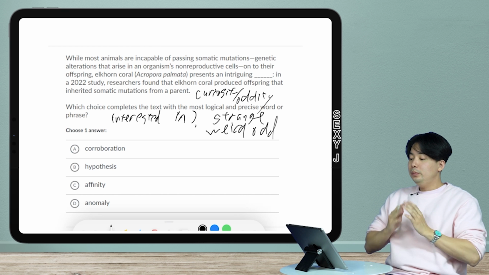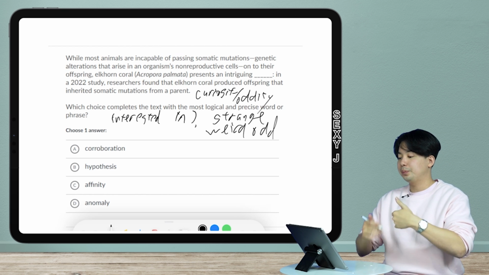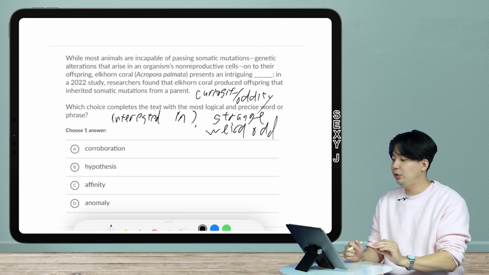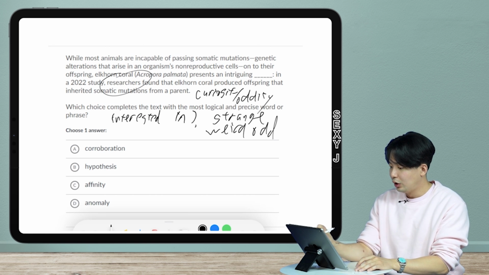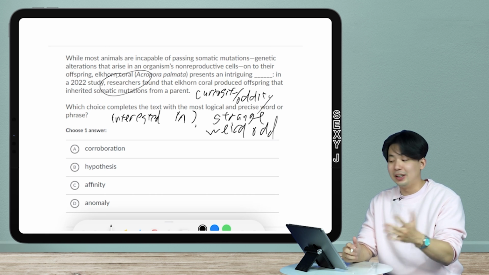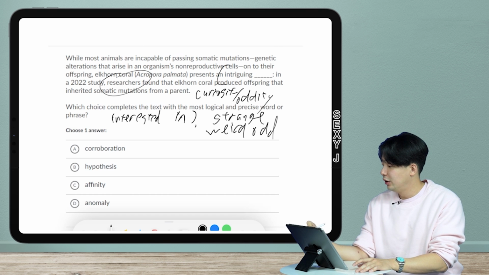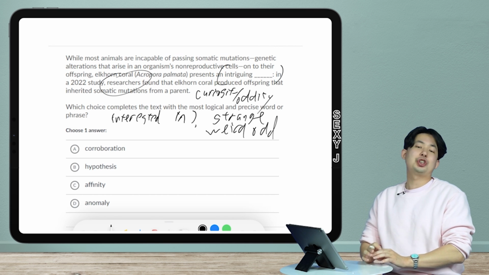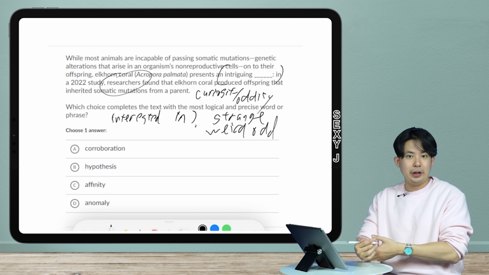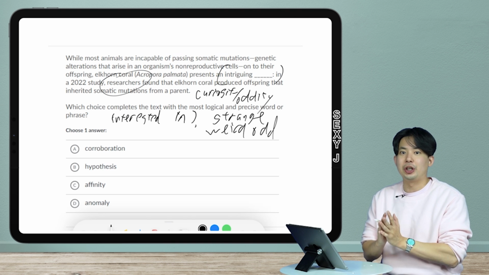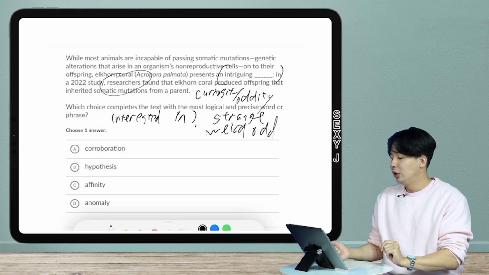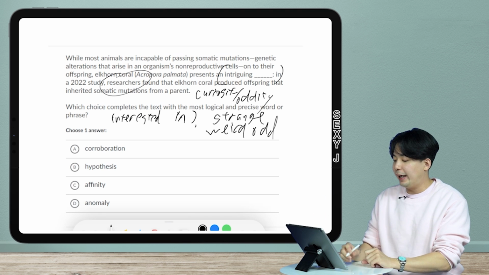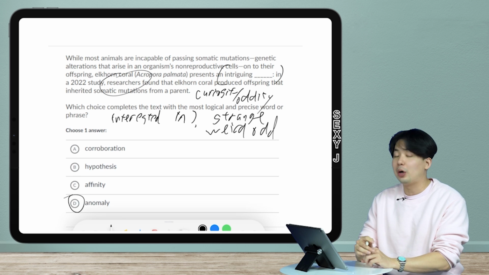Okay, so how do I know this is a scientist or science interest question? Because I have the words researchers, scientists, right? And also I have the word intriguing. So this is something that scientists find intriguing. Therefore, it should be something out of the ordinary, against expectation, again, something weird, okay? So I need something like curiosity, oddity, strangeness, etc. And the answer here is anomaly.